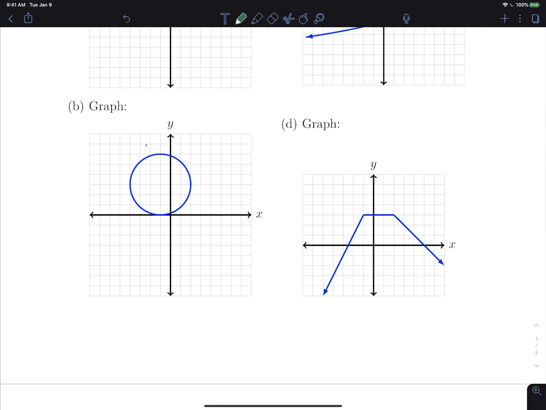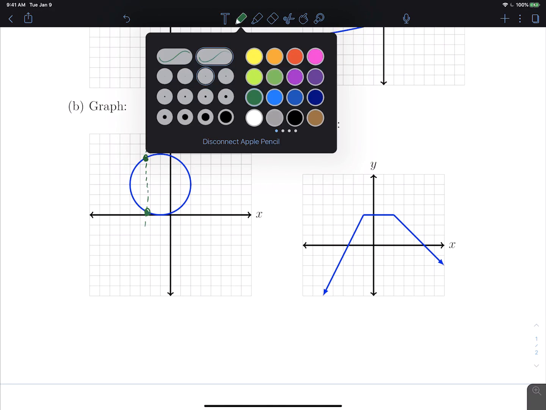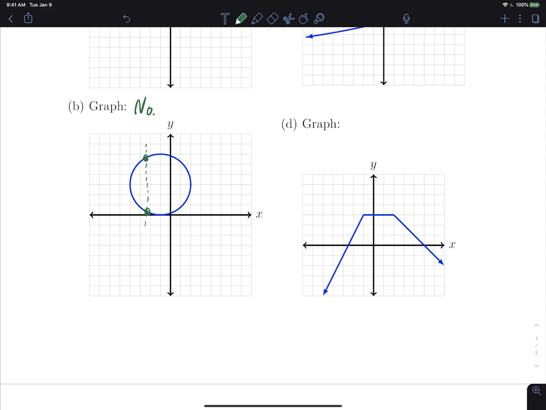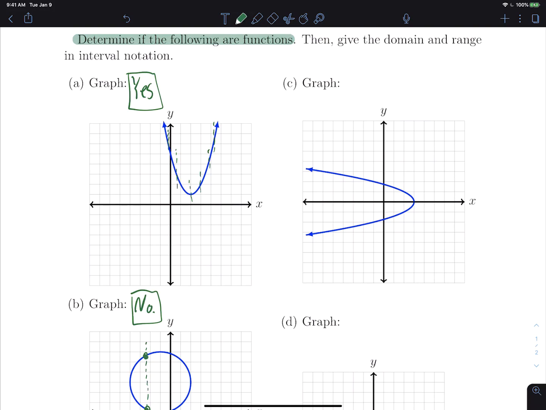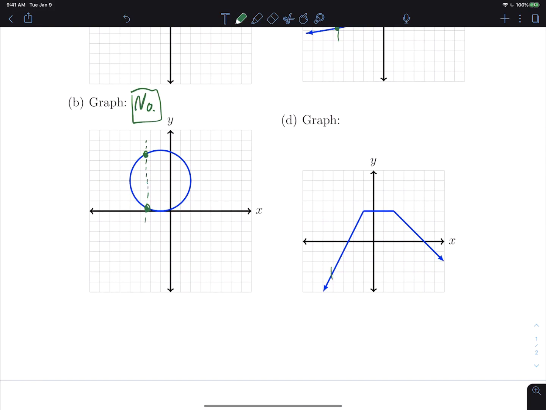Looking at letter B, notice that there exists at least one vertical line that I can draw here where it's crossing 2 different times. It only takes a single time where that happens, so that means that for letter B, no, this is not a function. For letter C, the same thing is going to happen, where it's crossing more than once for at least one of the vertical lines that you draw. Therefore, this is not a function. And then for letter D, notice that for any vertical line I draw, it'll only cross at most once. So therefore, yes, this is in fact a function.